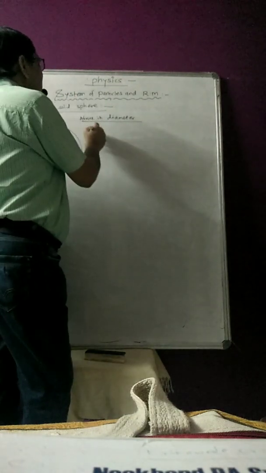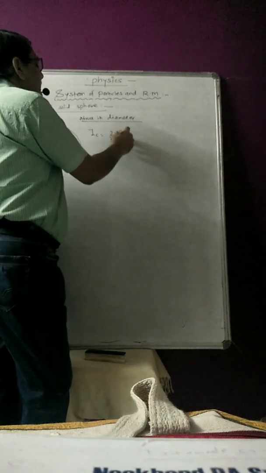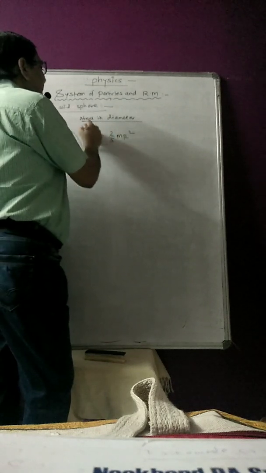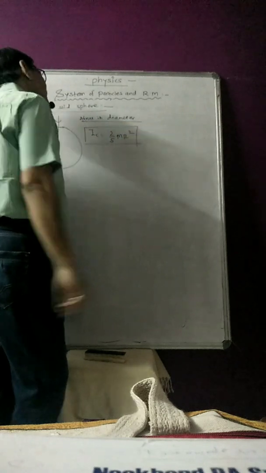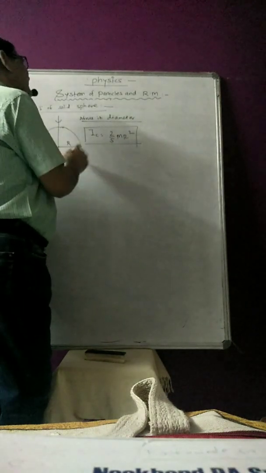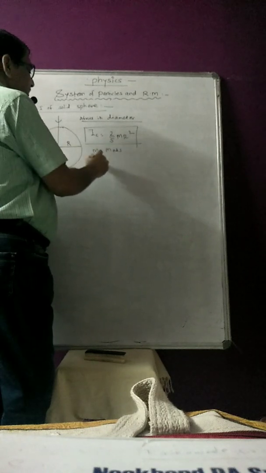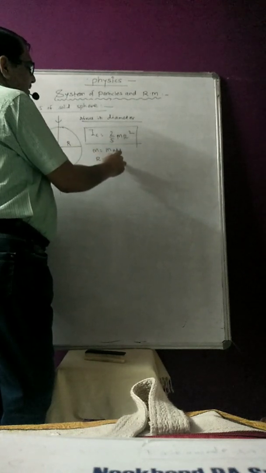Then your answer will be I_C is equal to 2 by 5 MR squared, where M is the mass of the solid sphere and R is the radius of that solid sphere.